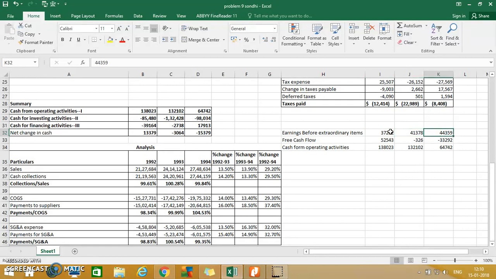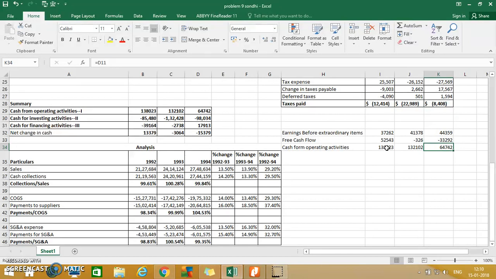Why is there so much earning in the extraordinary items, while the free cash flow has been reducing? It was $52,543 million earlier, and now it has been reducing. It is 326 in the year 93, and minus 33,292. A drastic sharp fall in the free cash flow. And you also find that the cash from operations is also reducing. Now this is a clear indication that the free cash flow is becoming negative, and it has fallen sharply from the year 92 to 94.